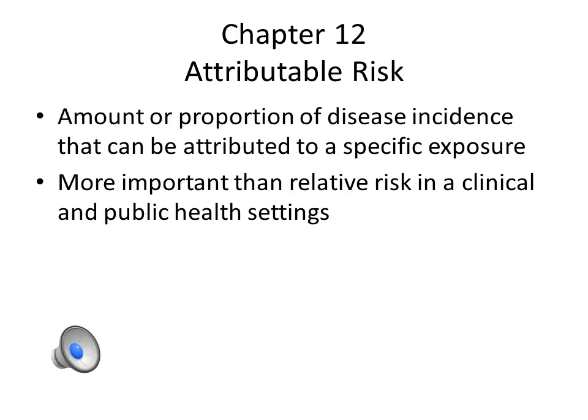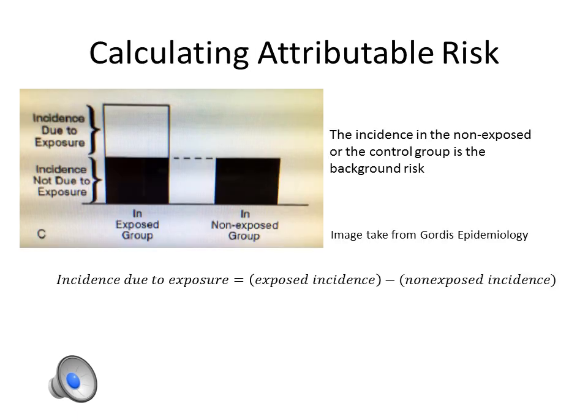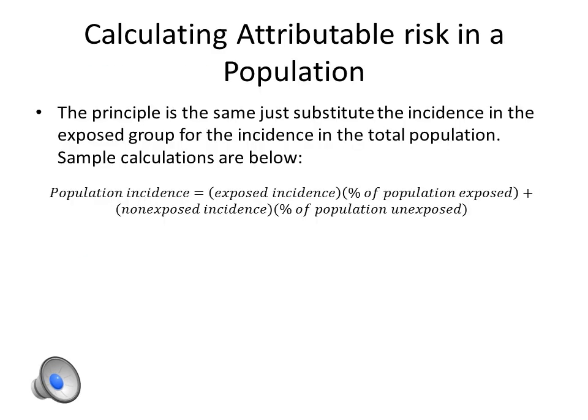Moving on to Chapter 12, attributable risk is the amount or proportion of disease incidence that can be attributed to a specific exposure. It is more important than relative risk in a clinical and public health setting. In regards to calculating attributable risk, the incidence due to exposure is the exposed incidence minus the non-exposed incidence. The risk proportion due to exposure is the exposed incidence minus the non-exposed incidence over the risk in the population.